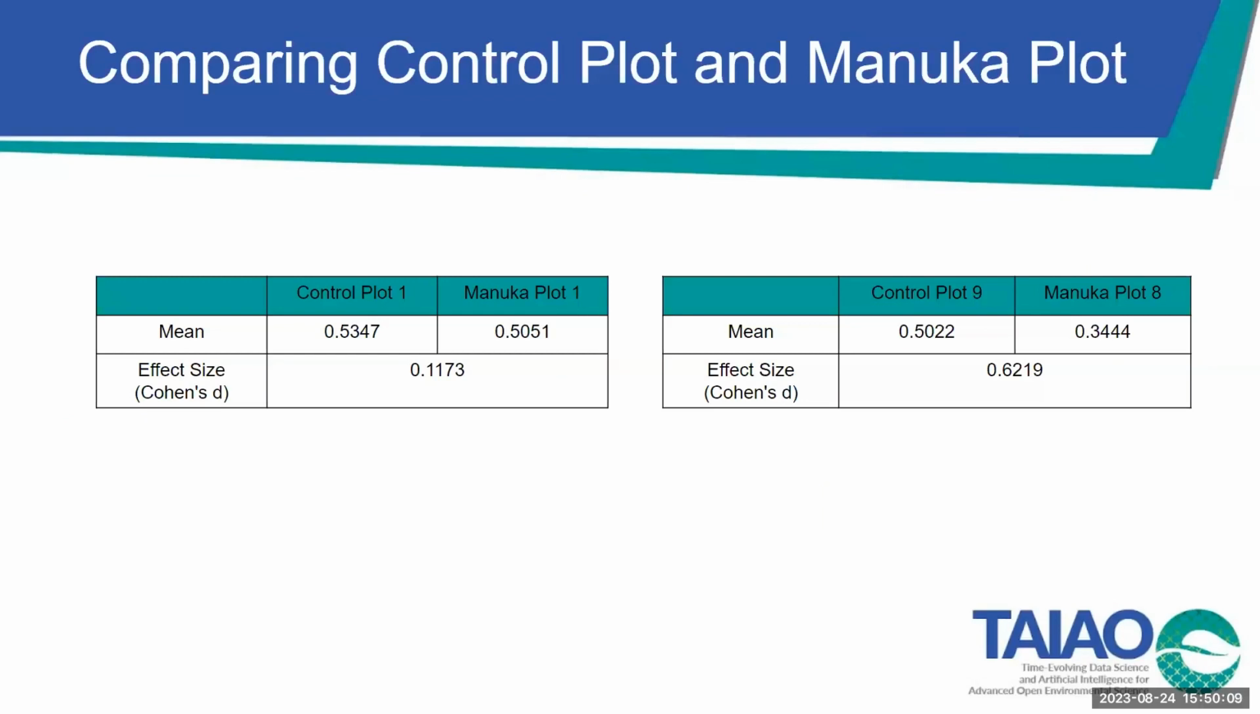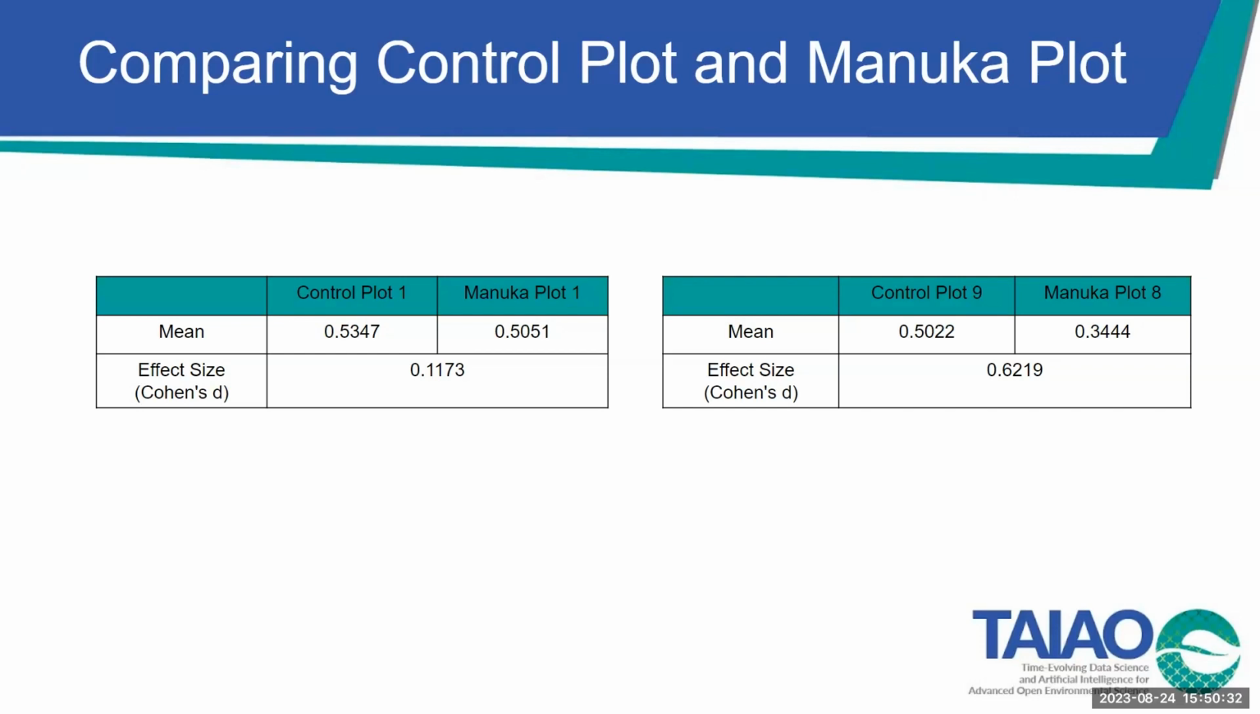Now, to compare these 2 plots and analyze how they have an effect, I did a mean difference analysis. The first control plot and manuka plot have a very small difference. By collecting the ground truth data, we understood that it's because some of the manuka trees have died in that area. So it is a small effect.